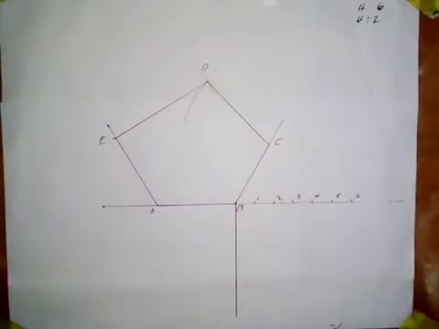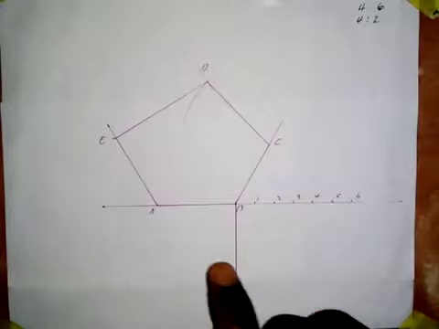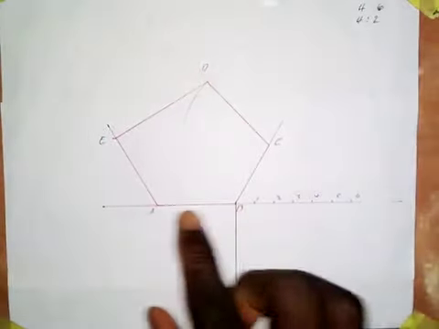Let's start with the enlargement. Let's first enlarge, then we come back and carry out the reduction. What you need to do first is to bisect distance A4. Bisect distance A4.